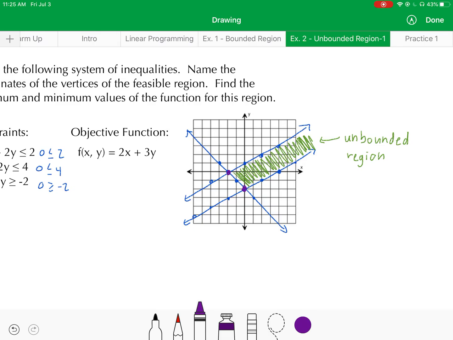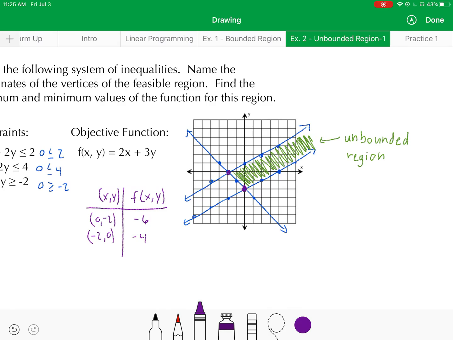Okay, let's list those out. I'll start a table here. They are 0, -2, as well as -2, 0. So we'll plug each one of those into our objective function. Plugging 0, -2 in is going to lead me to -6 for z. Plugging -2, 0 in is going to lead me to -4 for z.